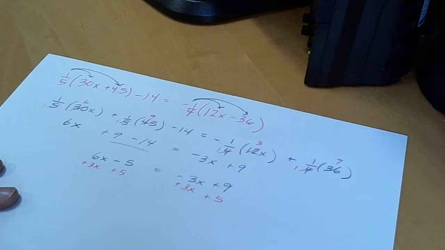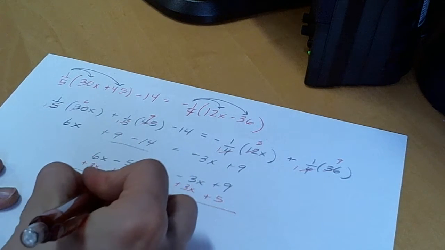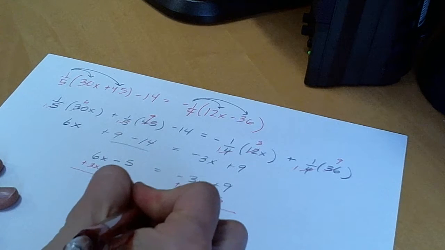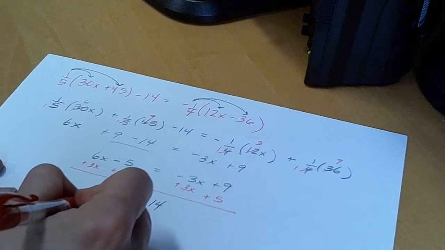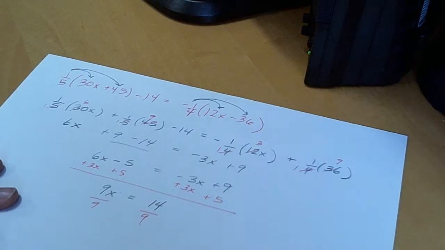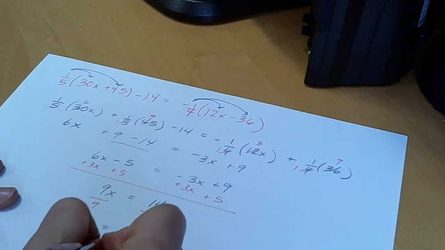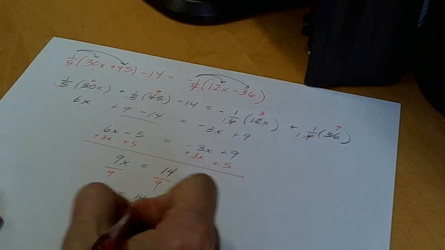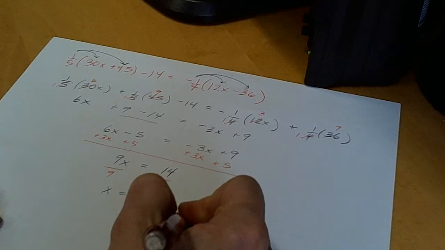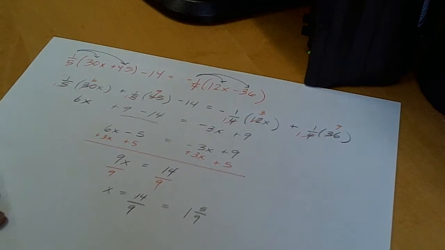So add 3x to both sides, add 5 to both sides, and we'll end up at 9x equals 14. And then we just simply have to divide by 9 to isolate x. So we divide by 9, and we find that x is equal to 14 ninths. And if for any reason we wanted to convert that to a mixed fraction, we could. 9 goes into 14 one whole time with 5 remaining, so that is equivalent to 1 and 5 ninths.